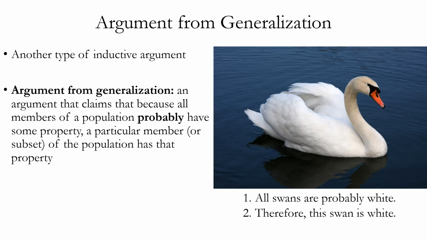Arguments from generalization are invalid, but they can be logically strong. If there's sufficient probability in the premise, that carries over to the conclusion. Because it's probably true that all swans are white, therefore this swan is white, we can make that inference with some degree of probability.